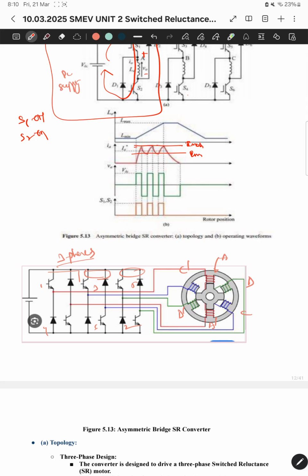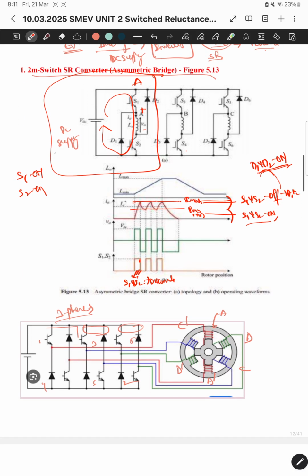When the current reaches the maximum here, S1 and S2 are turned off. When the current reaches the minimum here, then what happens? When S1 and S2 are off, D1 and D2 will be on here. So there is a freewheeling action, and in the normal motoring action the power is fed from the supply to the winding here. That is the normal case here.